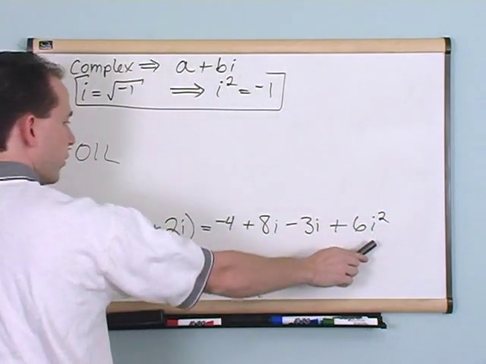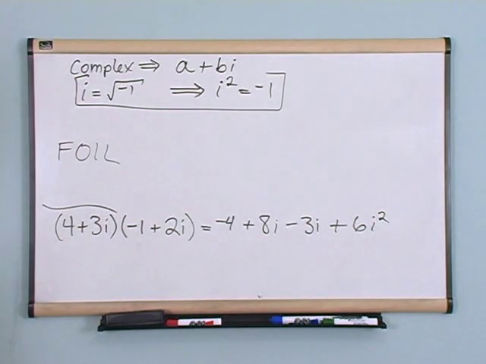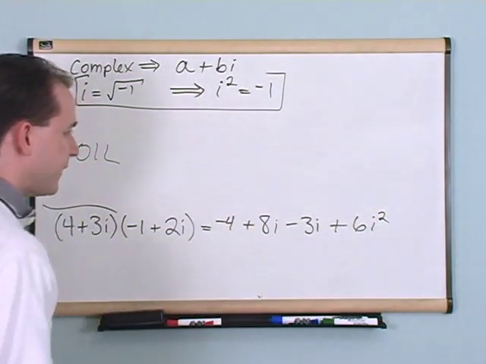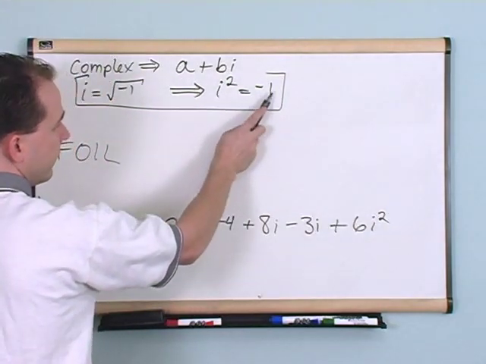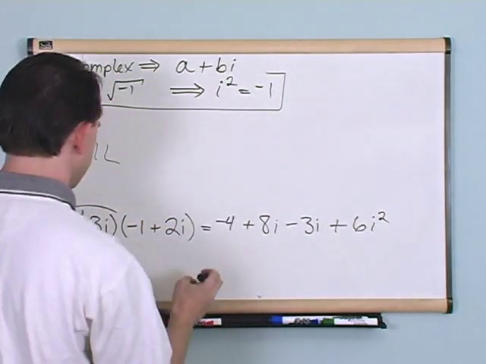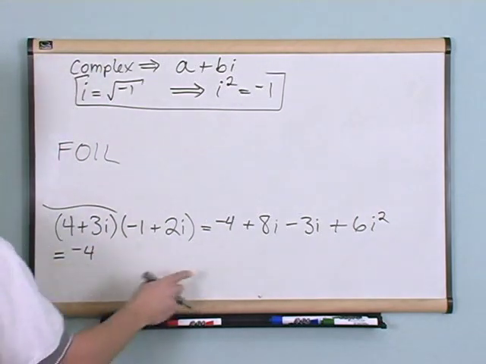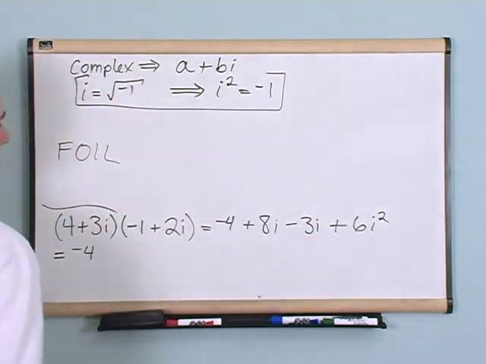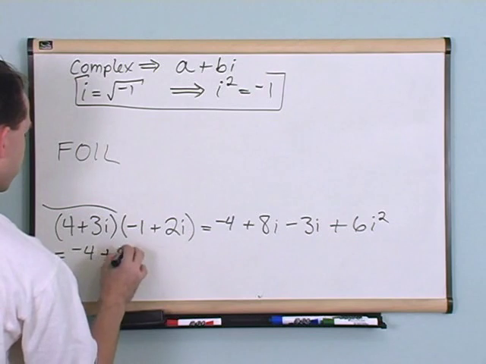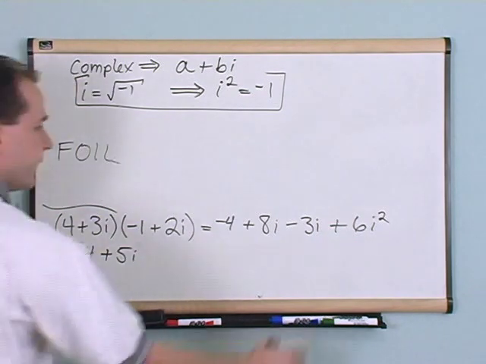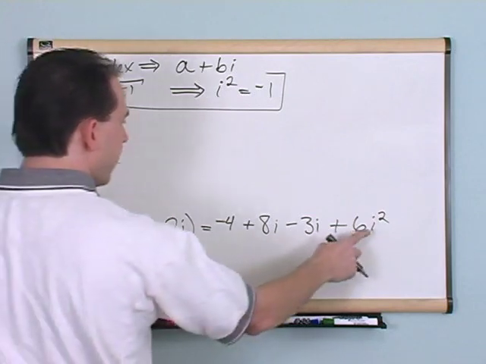Now, if this were a real variable, like x or y, then I would just stop here. But this is i squared. We know what i squared is. It's equal to negative 1, so I'm going to use that. Moving along, I've got my negative 4. 8i minus 3i, remember they're like terms, so that's 5i. Okay? And then finally, for my last term, I've got 6 times i squared.